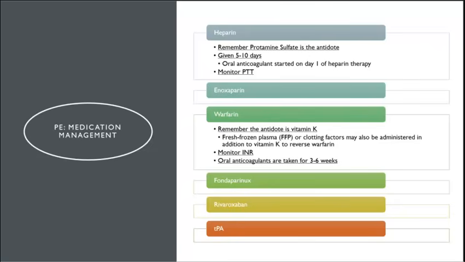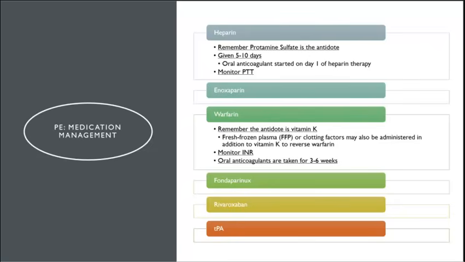Heparin is typically given for 5 to 10 days. And we can also start them on their discharge protocol while they're still on heparin. So that could be your warfarin or Coumadin, so that they maintain therapeutic range and we know that they're stable to go home. We have to monitor their PTT. Enoxaparin, that's your Lovenox.